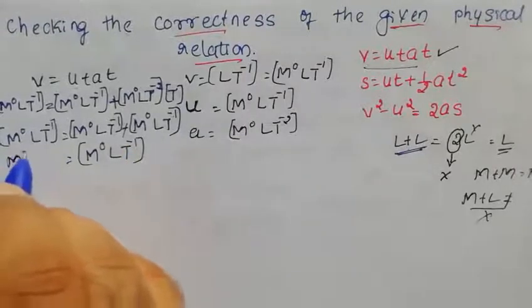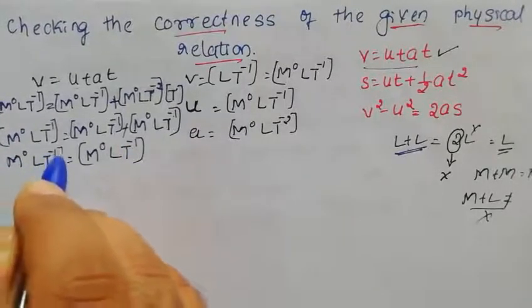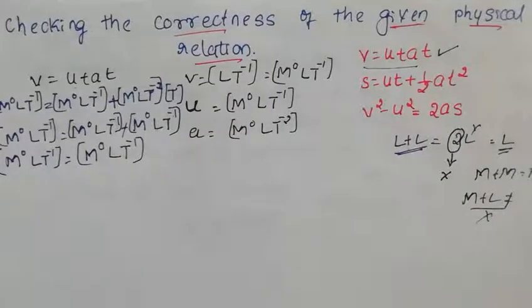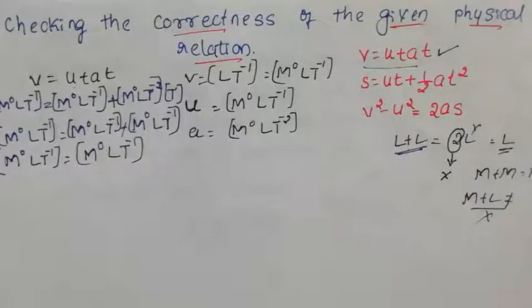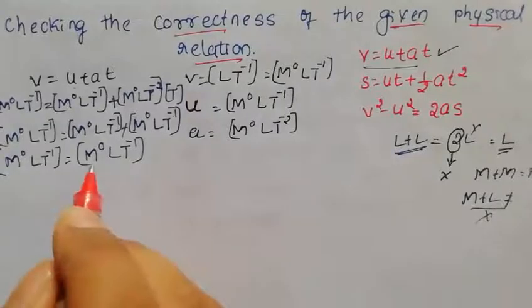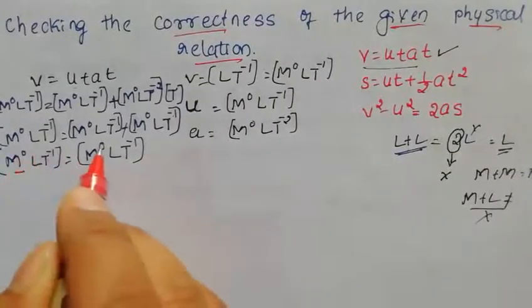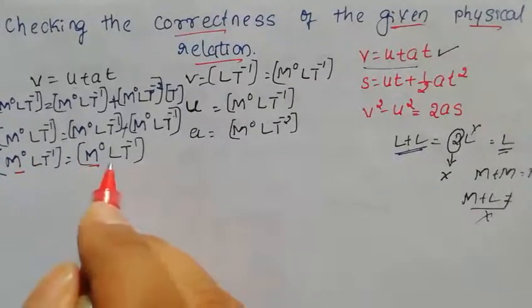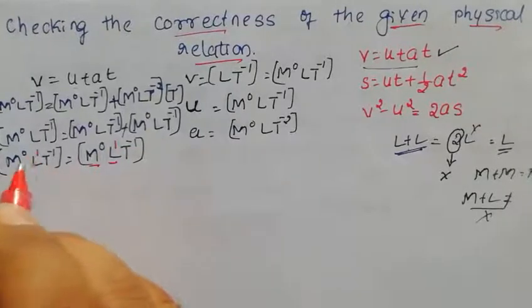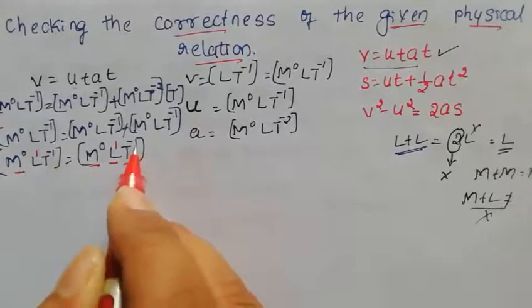On the left hand side, M power 0, L, T to the power of minus 1. Now look at the dimensions of M, L, T on both sides. Dimension of M on both sides, here and here, power 0, 0. So that is correct. L to the power of 1, here also is 1, correct. T to the power of minus 1, here also minus 1.